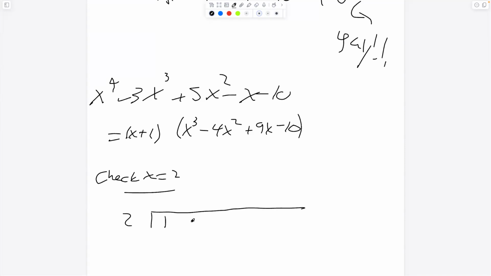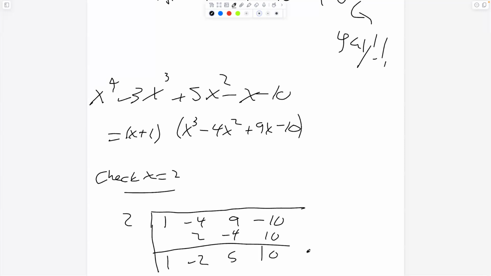Okay, so I'm going to write down all my coefficients here. Bring the first guy down, and then multiply and add. 2 times 1 is 2. Add straight down, we get -2. 2 times -2 is -4. Add straight down, we get 5. 2 times 5 is 10. Add straight down, we get a remainder of 0. Yay, we found ourselves another root.